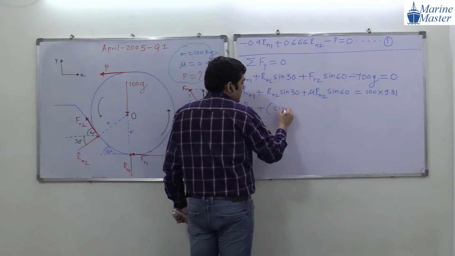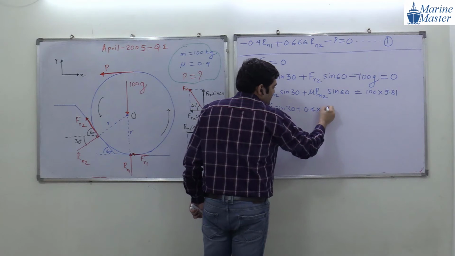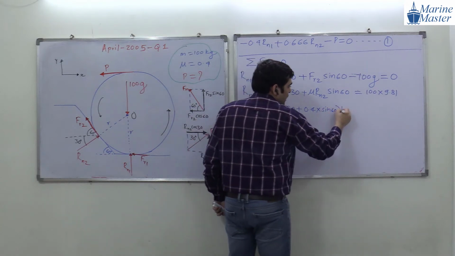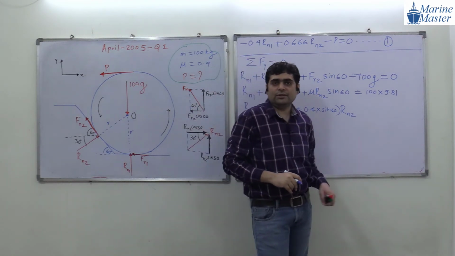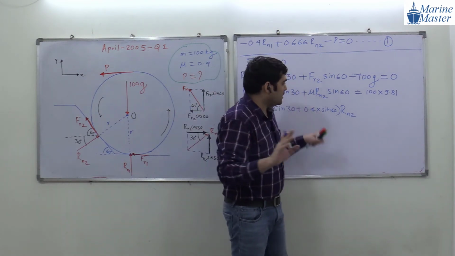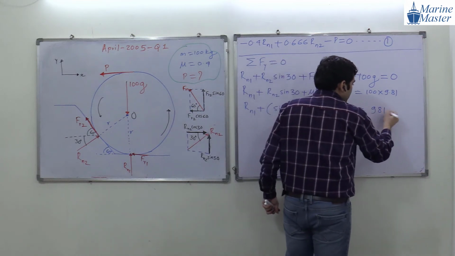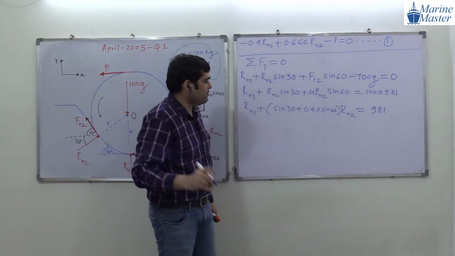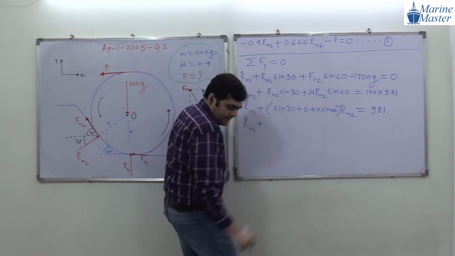I'm going to take Rn2 common. Mu is 0.4, so 0.4 into sin 60 into Rn2. Is there any P in this equation? No, there is no P in this equation. Then equal to 981. Try to see the scenario here, everyone: Rn1, sin 30.